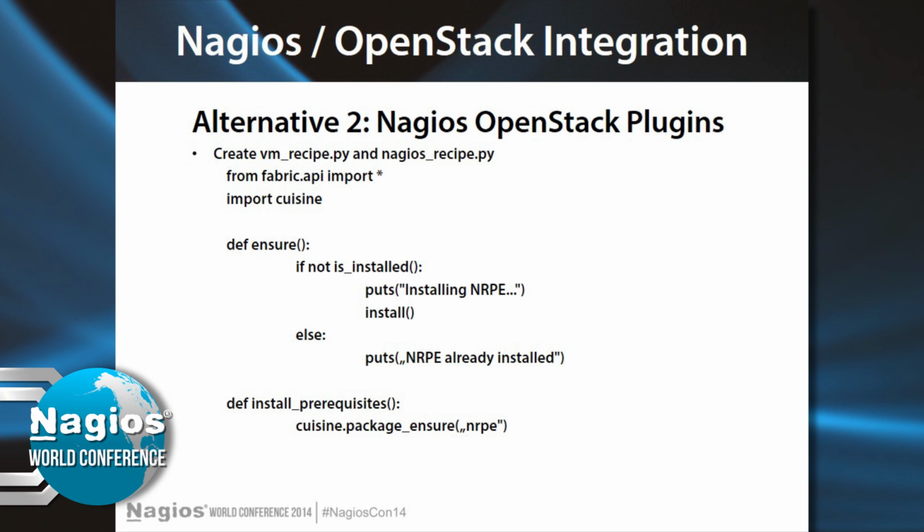What this Fabric API is doing, it can SSH into different machines and execute some remote tasks on them. And one task could be to ensure that a package like NRPE is installed on this Linux machine, or that some configuration tasks are executed, or some shell tasks. This is all fine with the Fabric API.